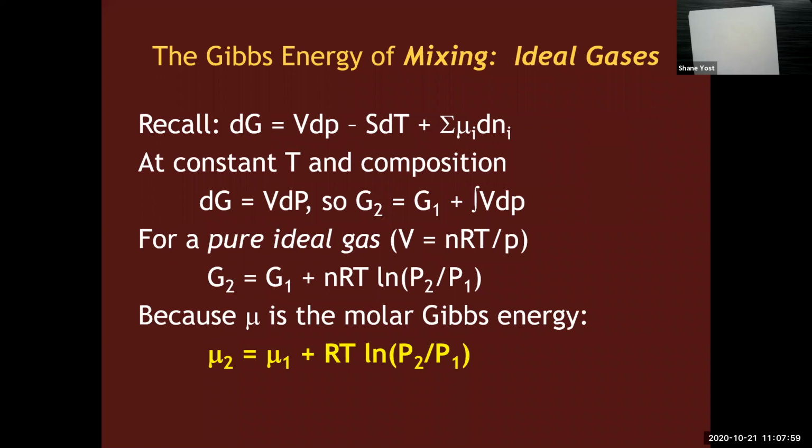Now we're just going to use the fact that the chemical potential is the molar Gibbs free energy, how that Gibbs free energy changes with the change in number of moles, to get that the final chemical potential is equal to the initial chemical potential plus RT ln of P final over P initial. And so this relationship tells us how the chemical potential of some gas changes with the change in pressure of that gas.